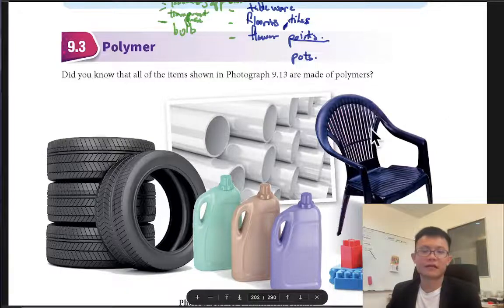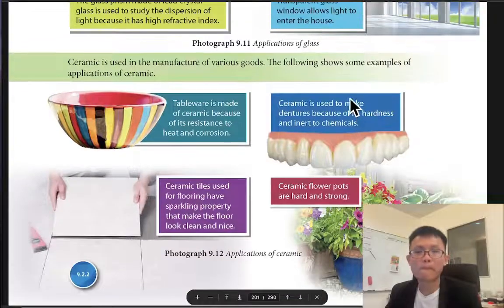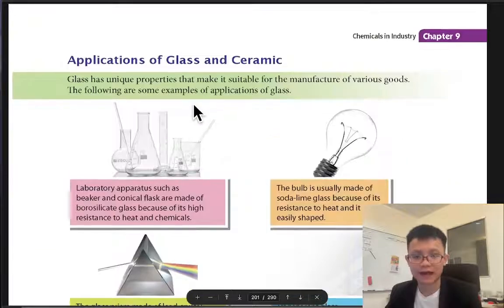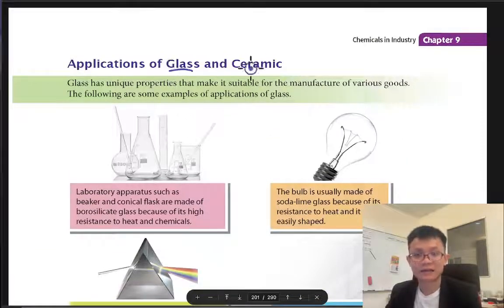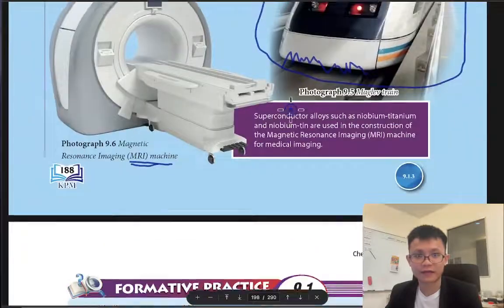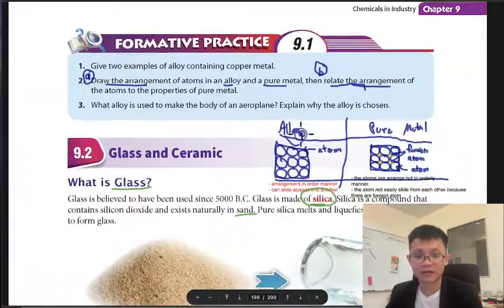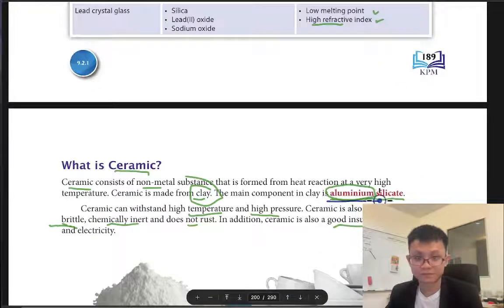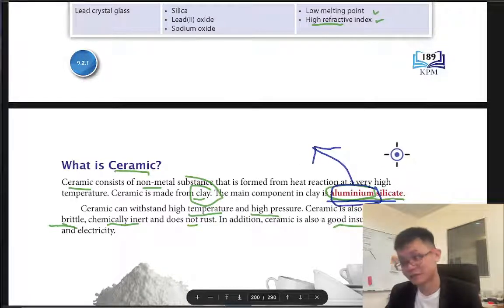And last video we already looked at element, compound, molecule, alloy, then glass, then ceramic, where glass is made of silicate and ceramic is aluminium silicate. Of course, if you get aluminium silicate, you can get the aluminium. I don't know how you do it, but there is a possibility you can do that.